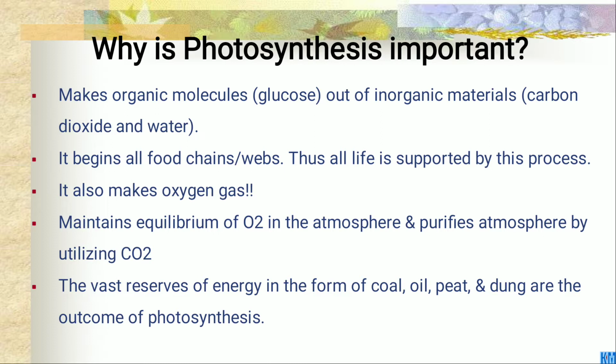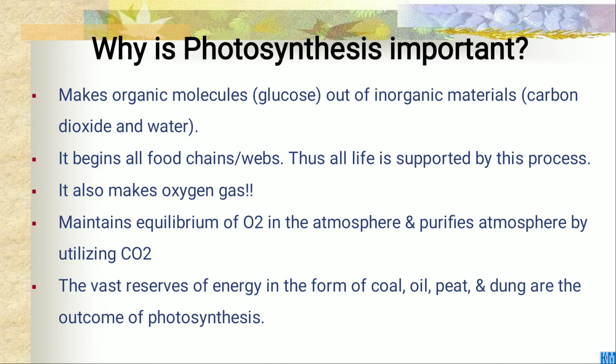It begins all food chains and webs. Thus, all life is supported by this process. All life of the animals and different organisms depends upon the plants, because other animals are heterotrophs and only plants are autotrophs. They prepare their own food, and others do not prepare their own food. They depend on others.